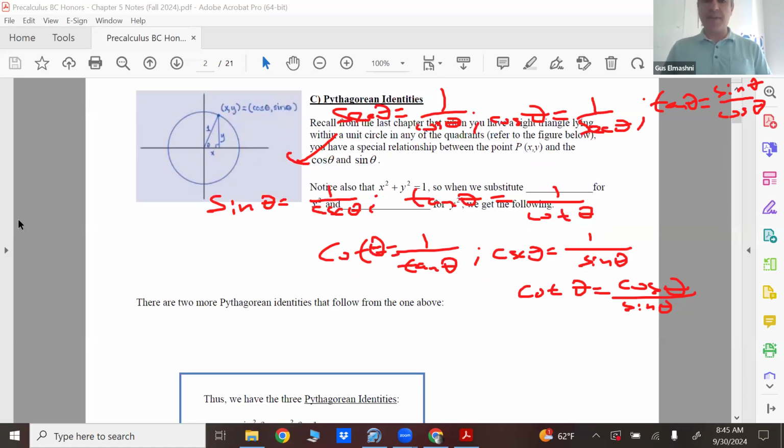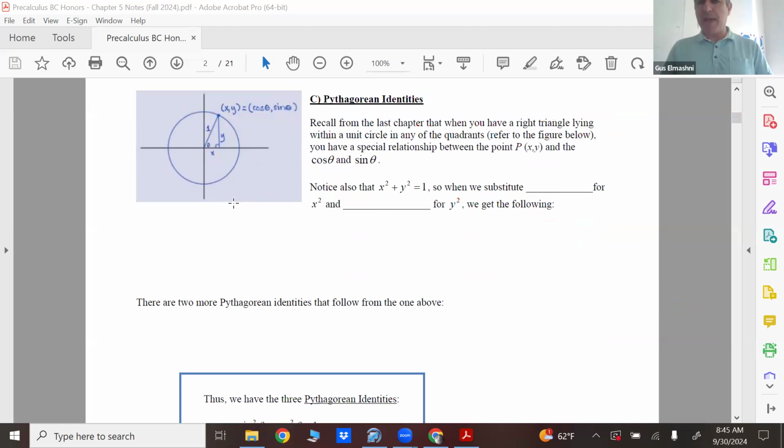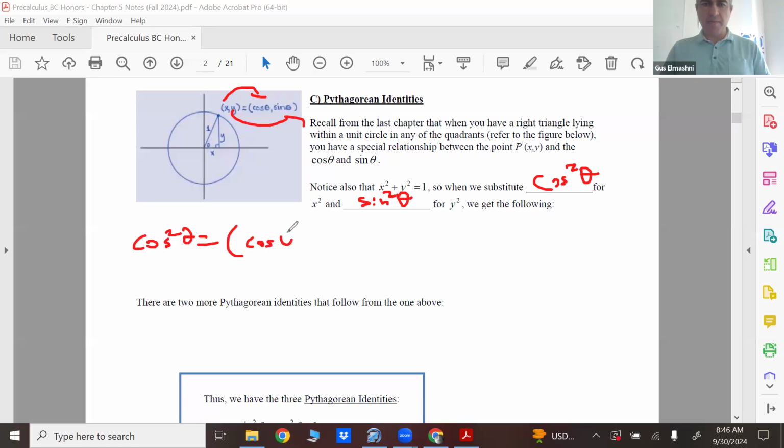Let's move on to Pythagorean trig identities. That's an important one. So just the Pythagorean theorem, right? If you look at the unit circle, the radius is 1. And remember, x is cosine and y is sine. So if we substitute cosine theta squared for x squared and sine theta squared for y squared, that's the same thing as saying that, right? And that's the same thing as saying that.